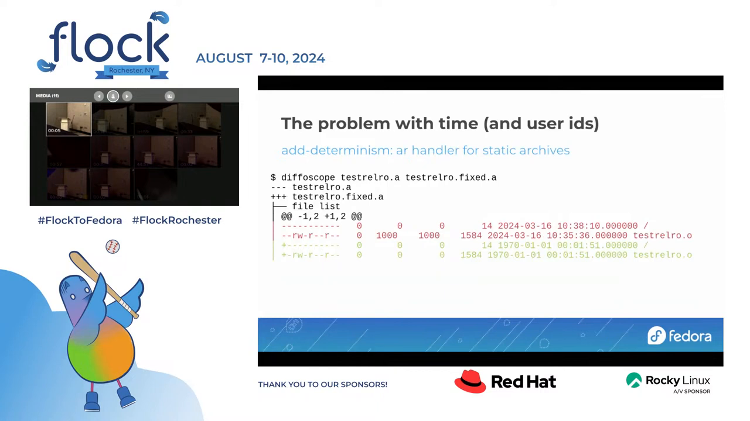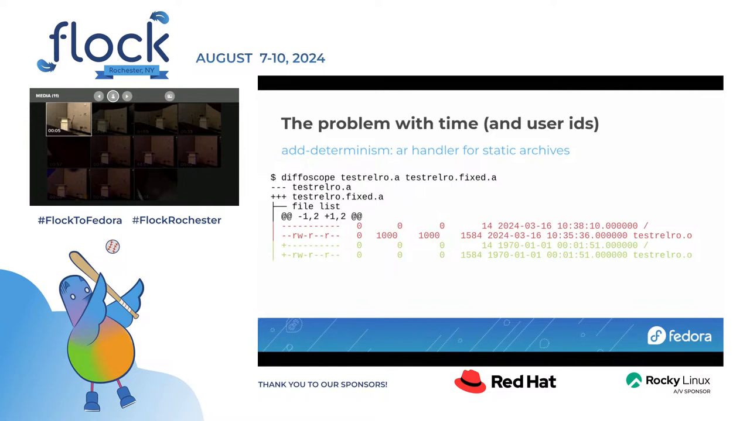Another example that also involves time is static archives. A static archive is an archive, a tarball of object files, and it's a... There's a question. Yes, please. I hope we fixed this for you. So Nick Clifton added source epoch time to binutils and the static linkers to fix this specific issue, because we definitely want to make it reproducible.